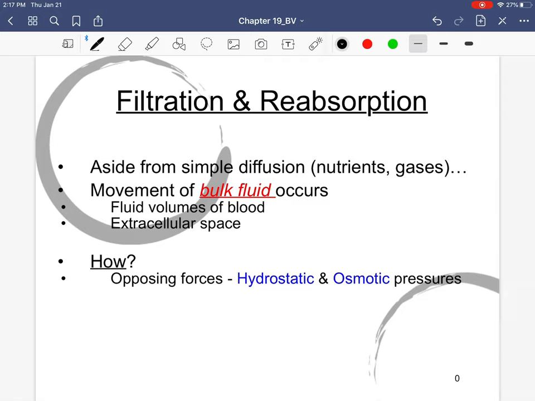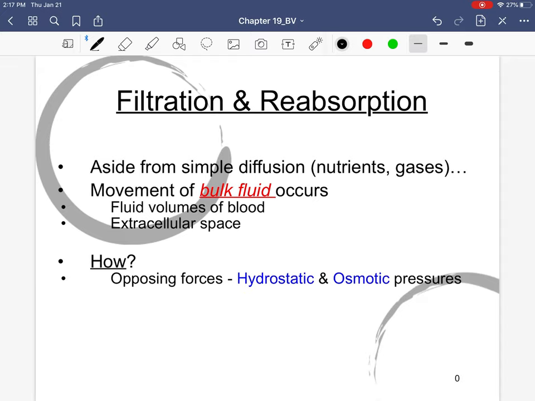Now, wouldn't it be nice if we could end it there? But no, we can't. Because it's not only movement of gases, nutrients like glucose and hormones that we have to talk about. In addition to solutes moving into and out of the capillary, we also have a movement of fluid. And that is really just as important.